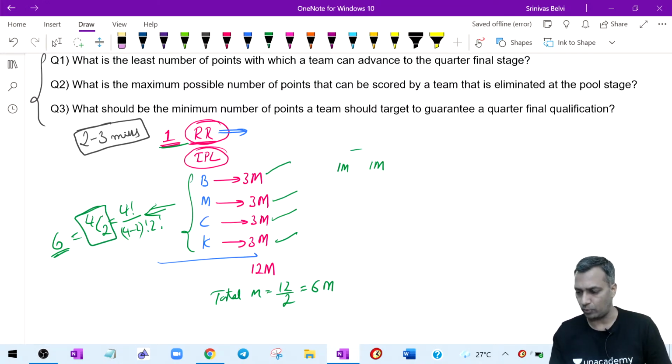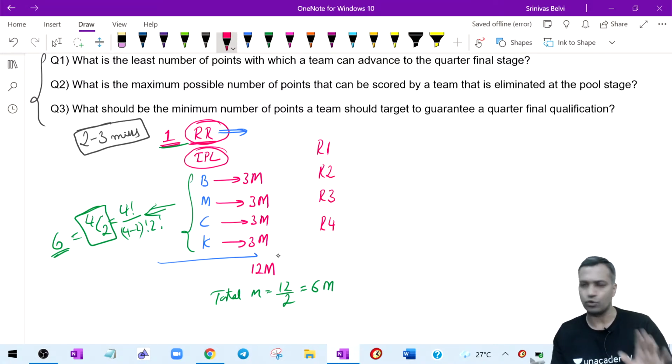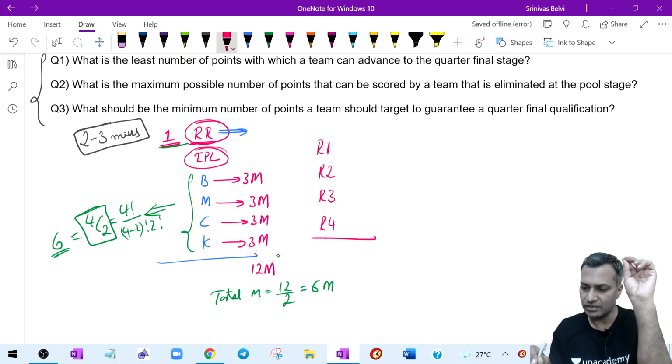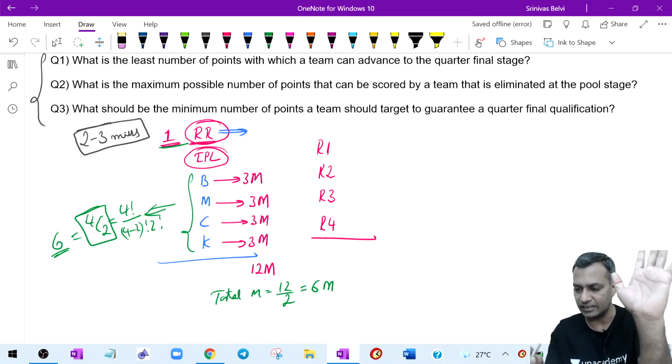Now, coming to the second point. Let's assume that team Bangalore is the top ranked team, rank 1. There is a team at rank 2 position, a team at rank 3 position, and rank 4 position. What is the expectation? The team in the rank 1 position has to be technical. That's the expectation.